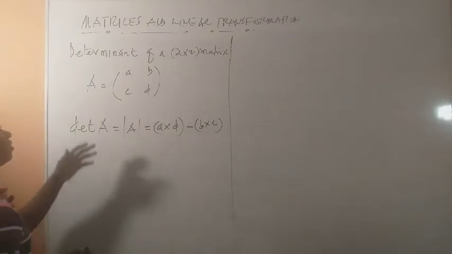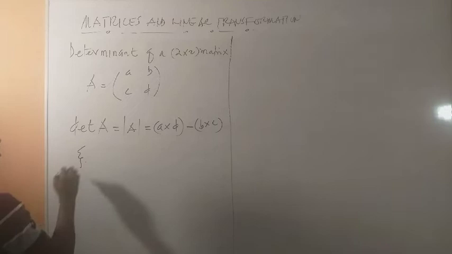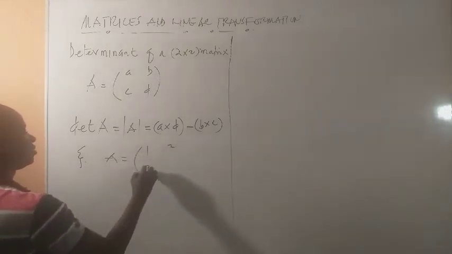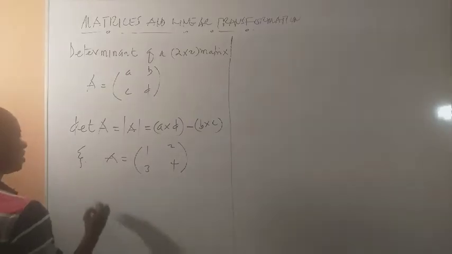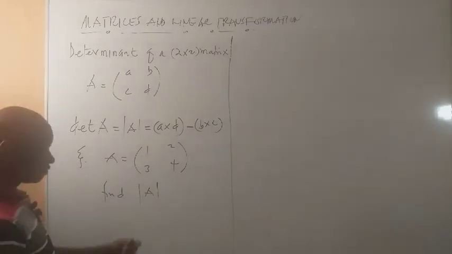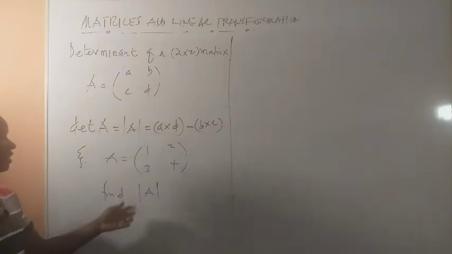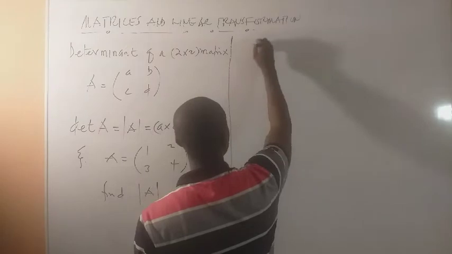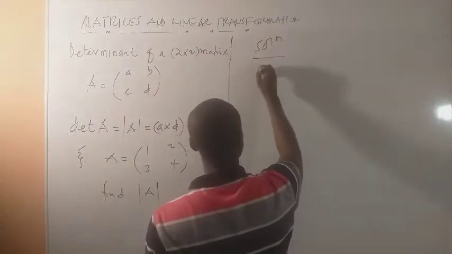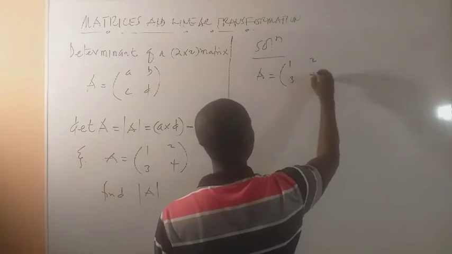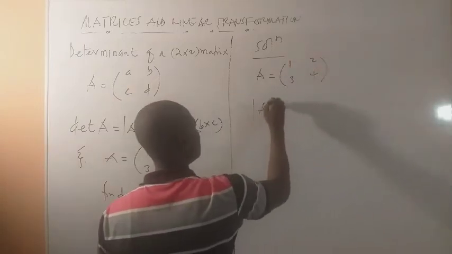So when you are given a matrix, let's assume you have a matrix A to be equal to 1, 2, 3, 4, and you are asked to find the determinant. That's a symbol for determinant. So you have to find the determinant of this particular matrix. Don't forget that you are given the matrix. The matrix is A, 1, 2, 3, 4. And you are asked to find the determinant of A.